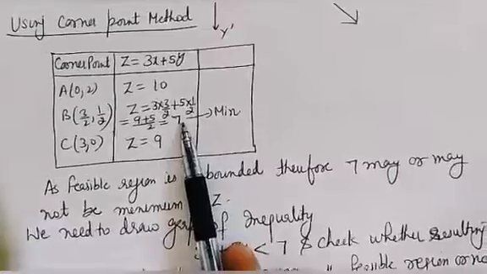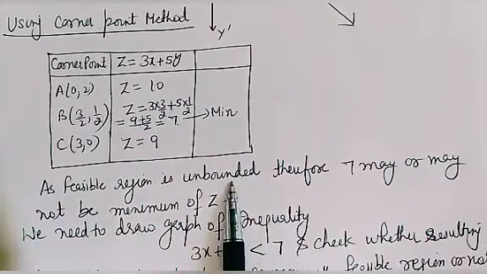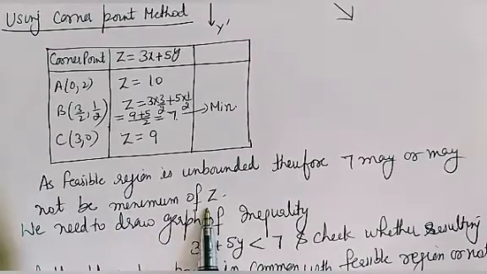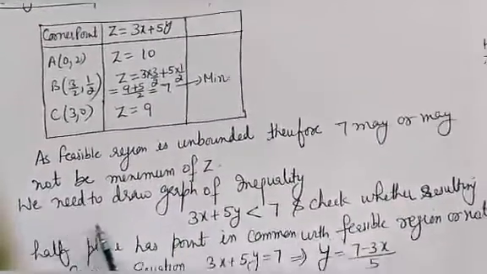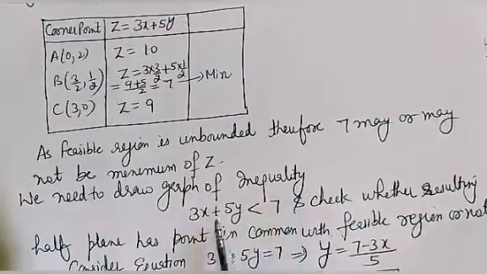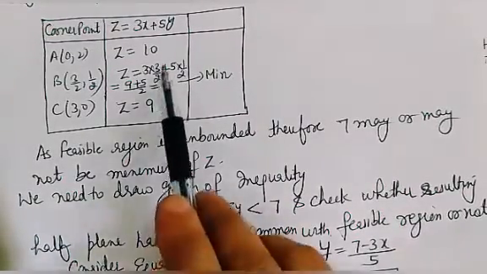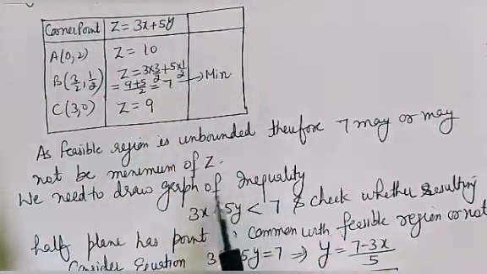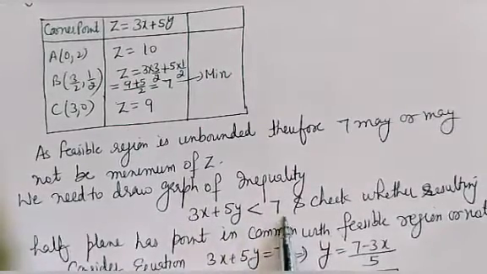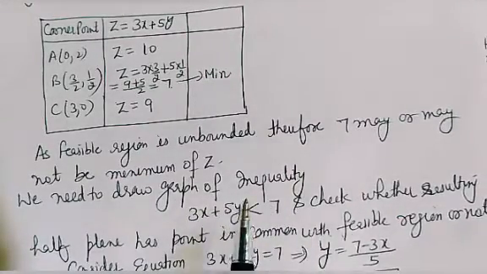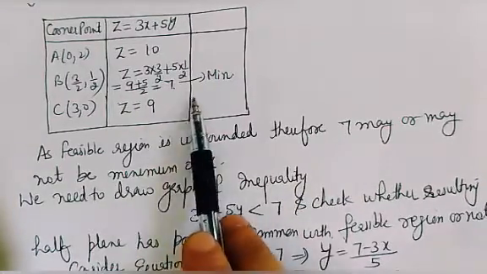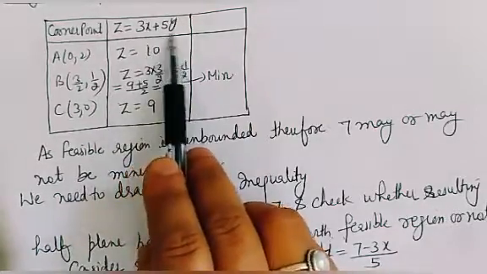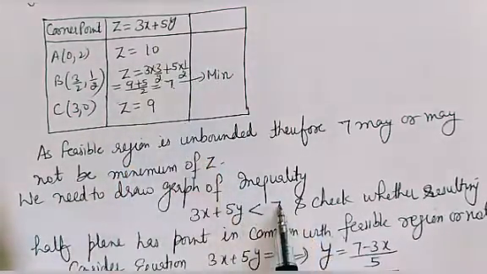As the feasible region is unbounded, therefore 7 may or may not be the minimum value of z. To confirm it, we need to draw the graph of the inequality 3x plus 5y, meaning the objective function. We need to check whether any other value is there which is less than 7 or not. In case of maximum, you have to check greater than 7. But since here we are talking about the minimum value, I should check whether any other value of this objective function is there which is less than 7.